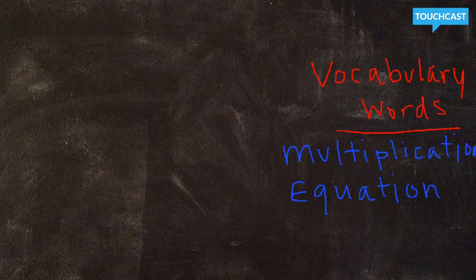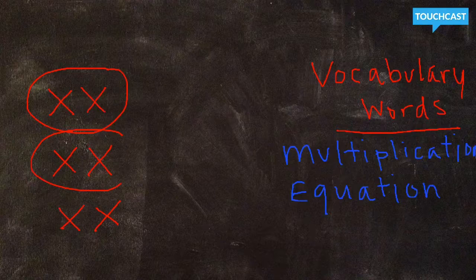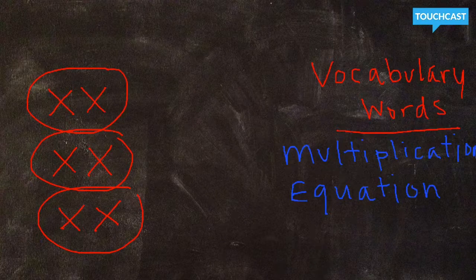So here is a picture. I'm going to draw this picture right here. Okay, and I'm going to circle this. So now looking at this picture right here, our job is to now create an equation by looking at this picture. So remember, when we're doing our multiplication, first we're thinking how many groups are there and how many are in each group.